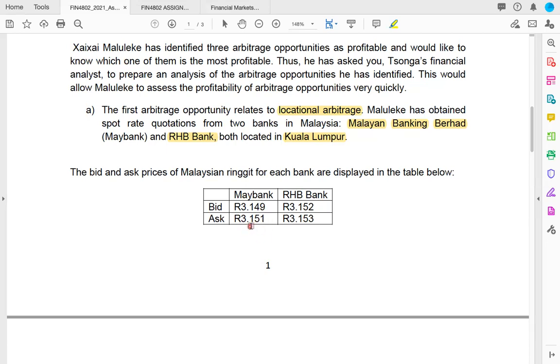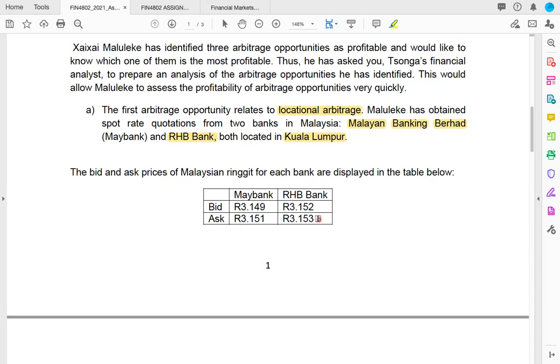So each ringgit will cost you 3.151 if you're buying it from Maybank. That's the ask price. But if you're selling it, Maybank will give you 3.149 rand. The bid price is always less than the ask price because the banks want to make a profit. They want to buy at a lower price and sell at a higher price.